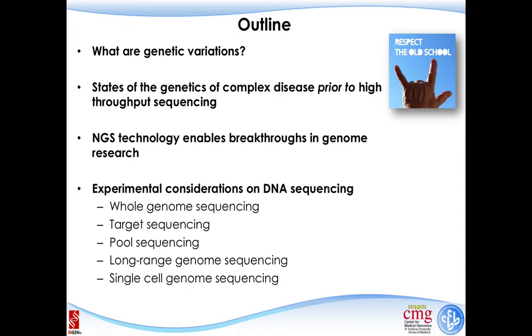Okay, so today we'll talk about different types of genetic variants, and then the state of the genetics of complex disease before we had next generation sequencing technology, and some of the applications. I will also spend some time talking about experimental considerations for DNA sequencing, which will include whole genome sequencing, target sequencing, pooled sequencing, long-range genomic sequencing, as well as single-cell genome sequencing.